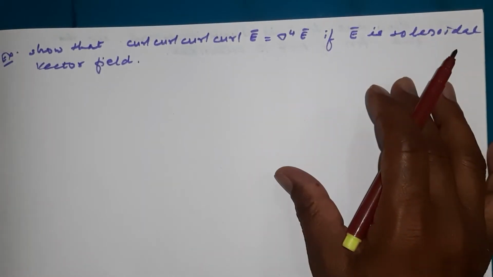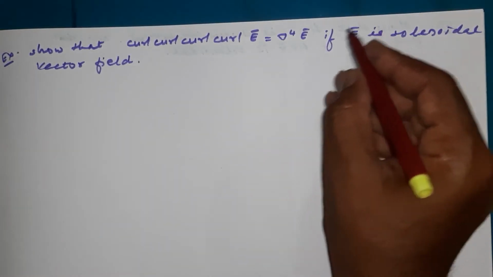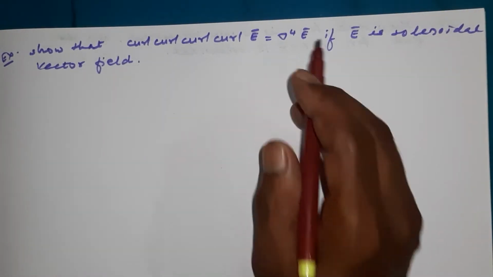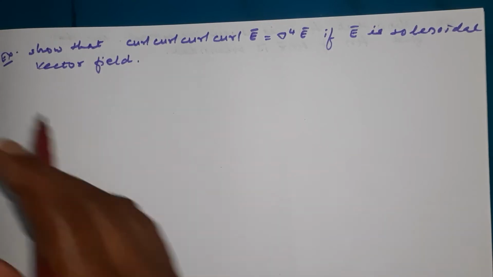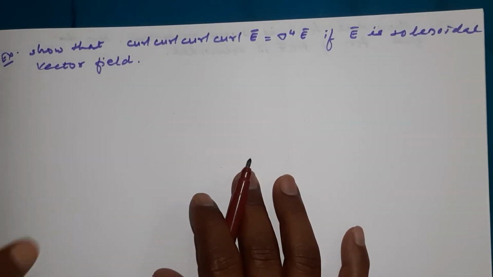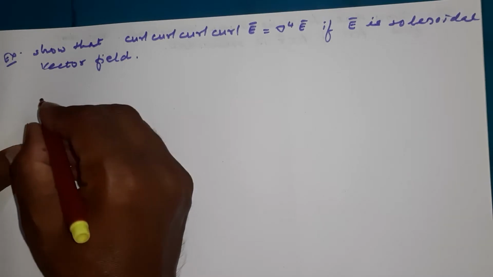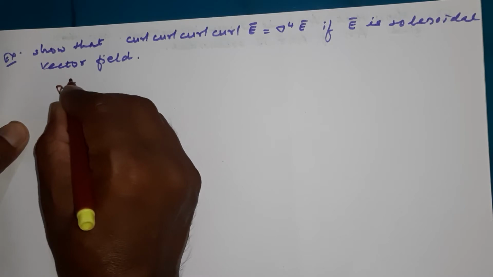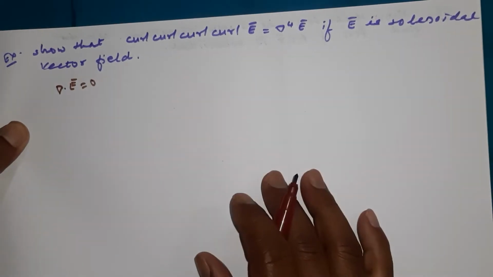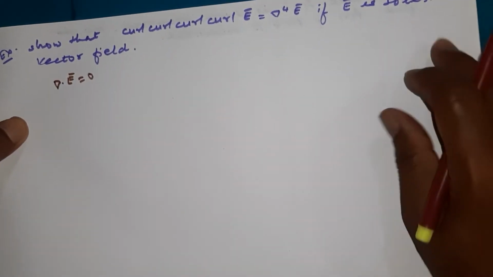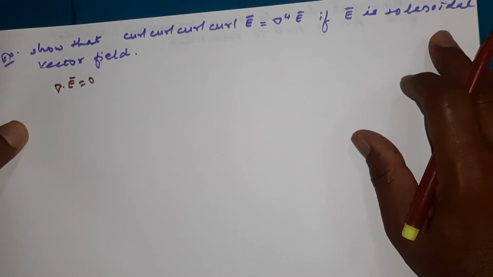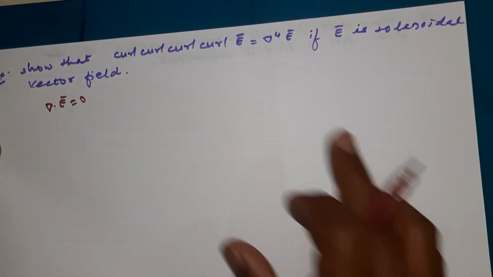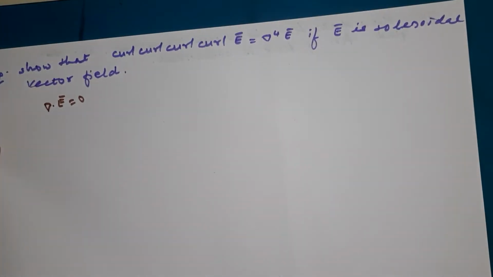So here we have to show that if our E bar is solenoidal, then two times curl is the same as del raised to 4. Okay. So we will solve it. First, vector E bar is solenoidal. We know that solenoidal means del dot E bar is equal to 0. A vector field is solenoidal if del dot E bar is 0. So here del dot E bar is equal to 0. This concept we have to use.